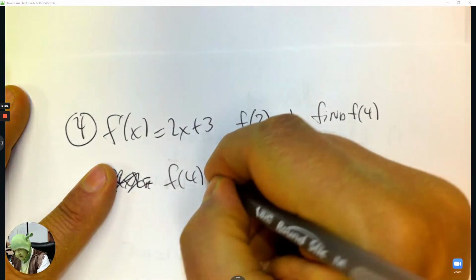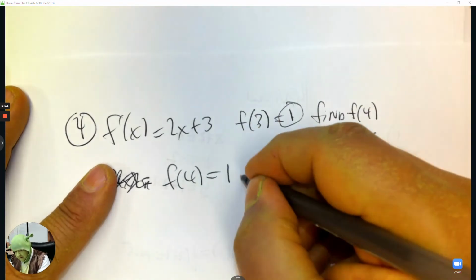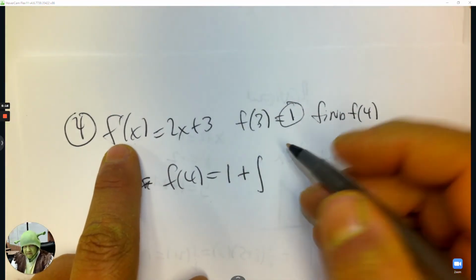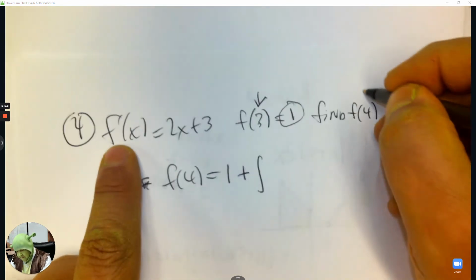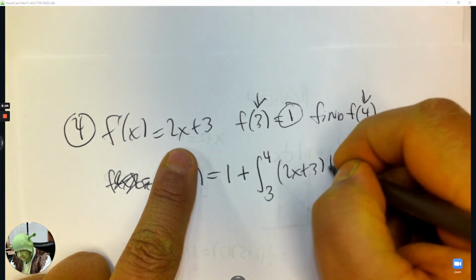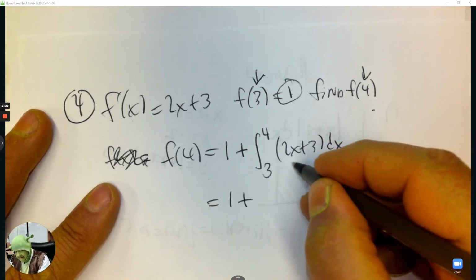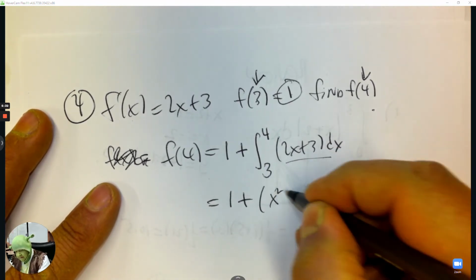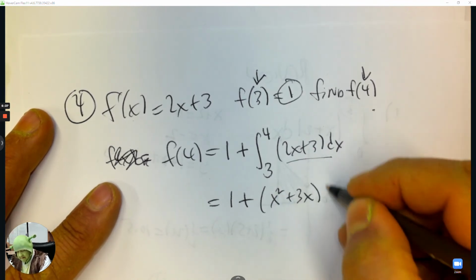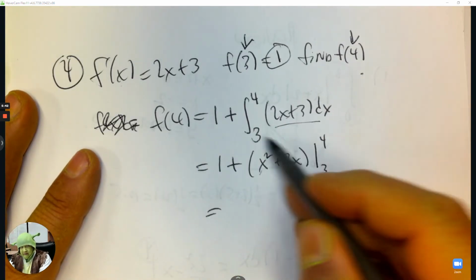So if I want to find the value of f at 4, I take the y coordinate that I'm given, which is 1, and I add it, and I integrate the derivative from the x value. So from 3 to 4, I integrate the derivative, 2x plus 3. And then this is what's going to answer the question. So now I'll do the antiderivative. The antiderivative here is x squared, 2x divided by 2 is just x squared, plus 3x. And that goes from 3 to 4.